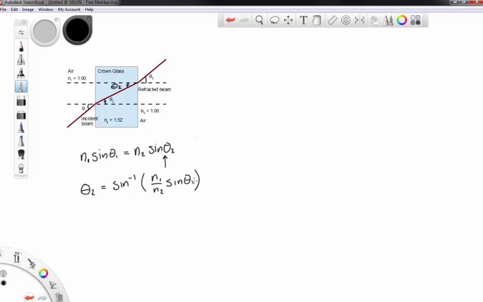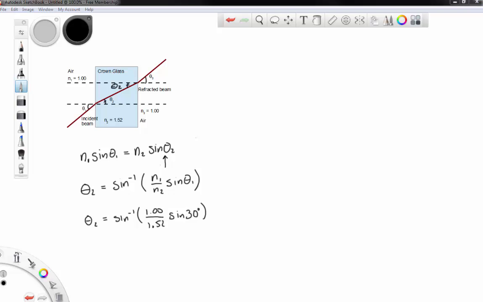Okay, so now we need to plug some numbers in. If you don't know where this equation came from, you should probably rewind to the last example. So theta 2 is therefore going to be equal to sine inverse of 1.00 divided by 1.52 times the sine of, remember that theta 1 was given as 30 degrees. So we have a sine of 30 degrees in here.